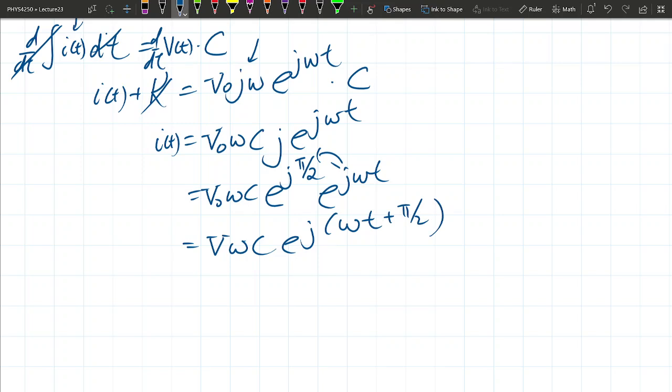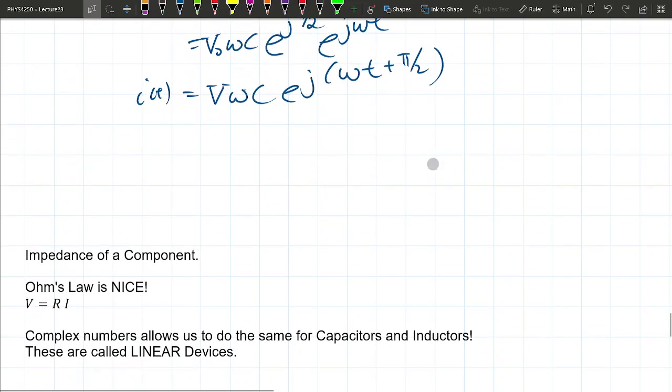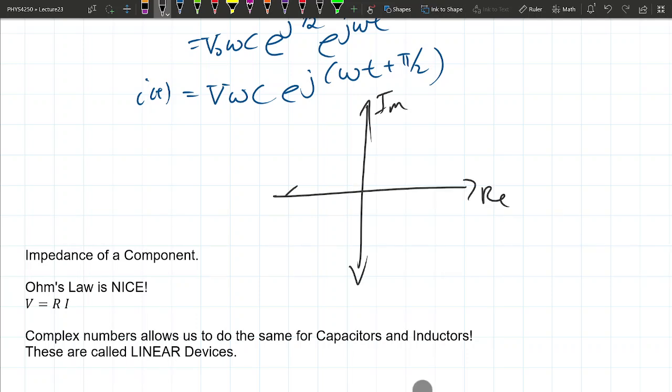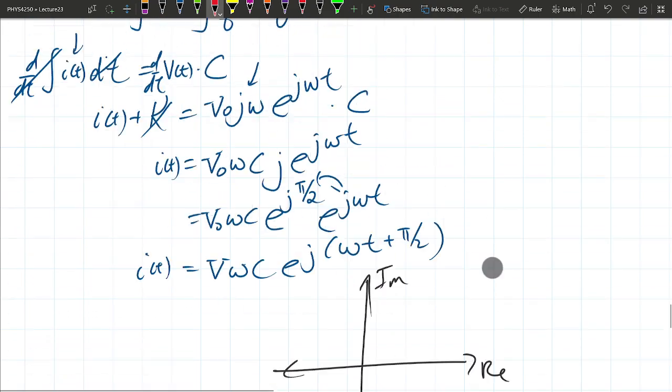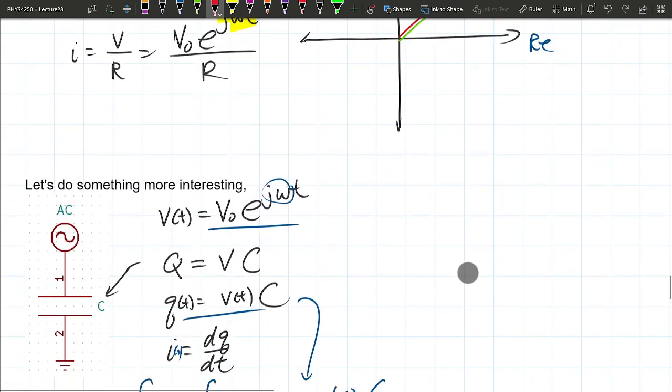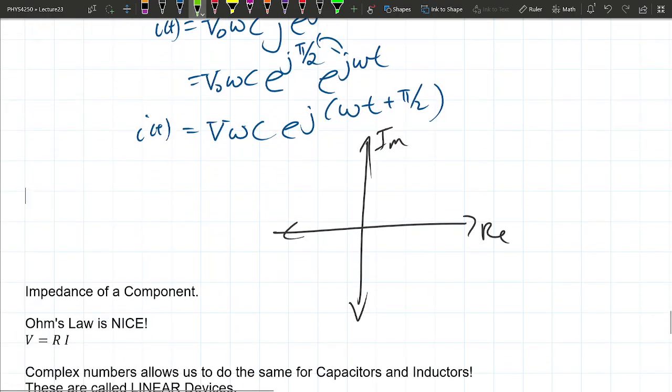So now I go to my phasor diagram. This is the imaginary part, this is the real part. What color did I make the voltage last time? Green? Okay. Voltage as a function of time is going around like this, like the clock going around. How is the current compared to the voltage in terms of its phase?